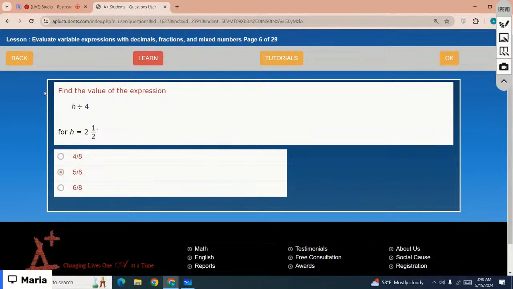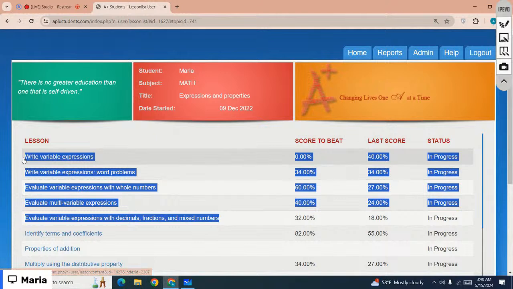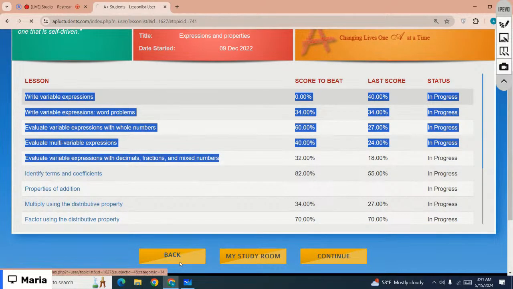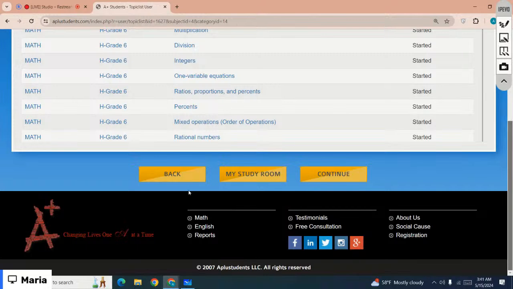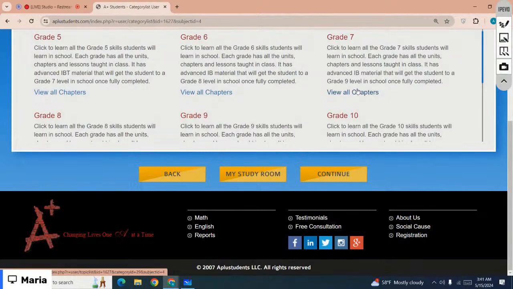Okay, you can complete the lesson by yourself later today. So we were working on grade 6 math. The chapter we were working on is expressions and properties. The lessons we have covered today are write variable expressions, word problems, evaluate variable expressions with whole numbers, and multivariable expressions. The one we have just finished is evaluate variable expressions with decimals, fractions, and mixed numbers, right? So please make sure before the next session you complete all the practice questions for the lessons we did today. That is your homework until the next session, right?